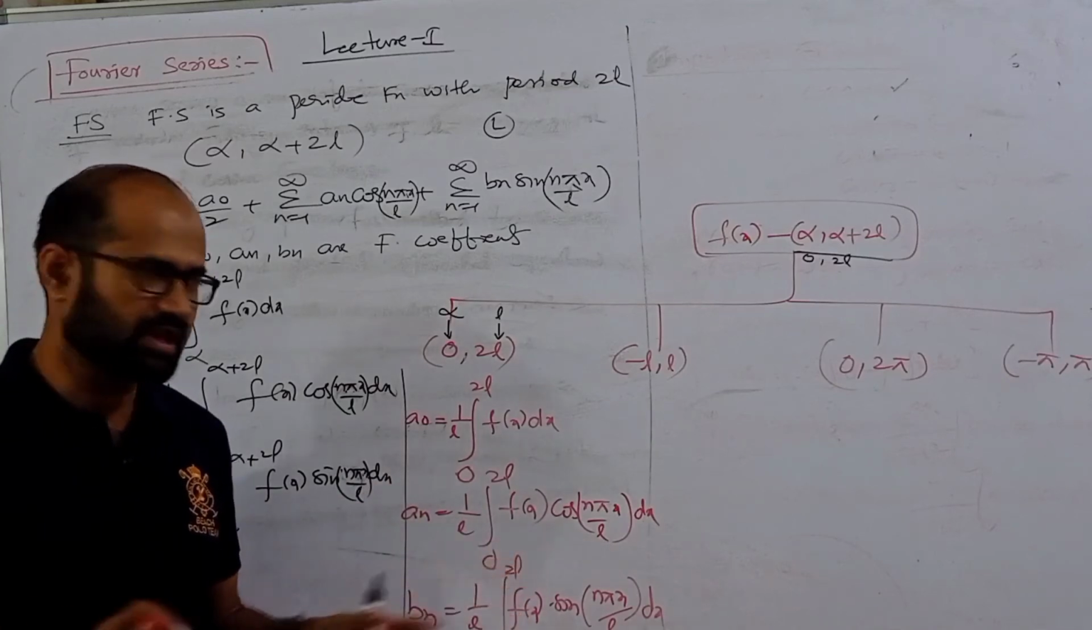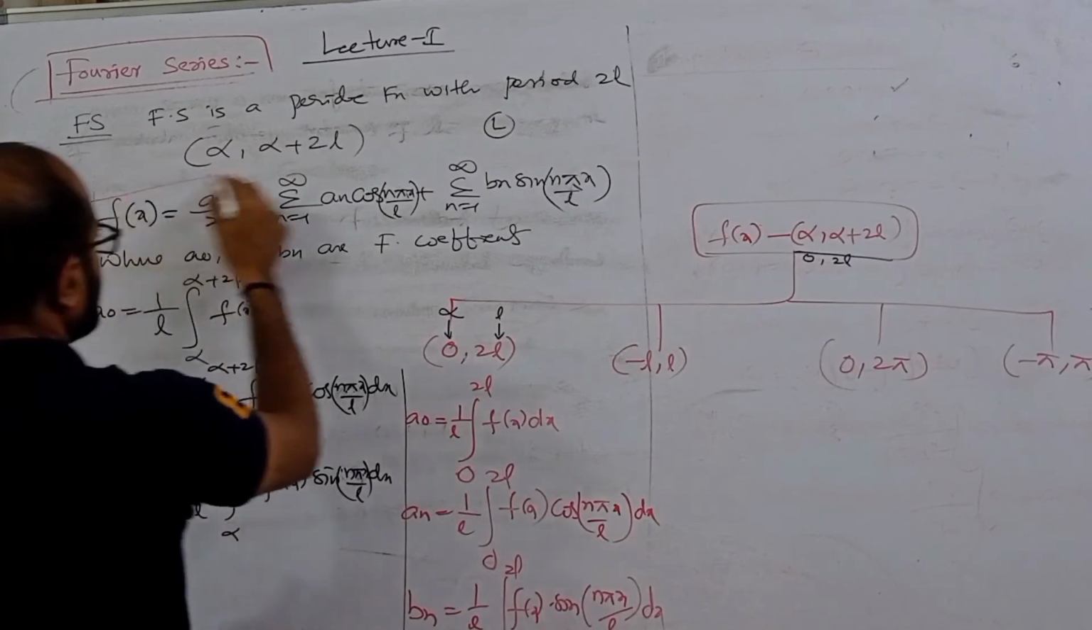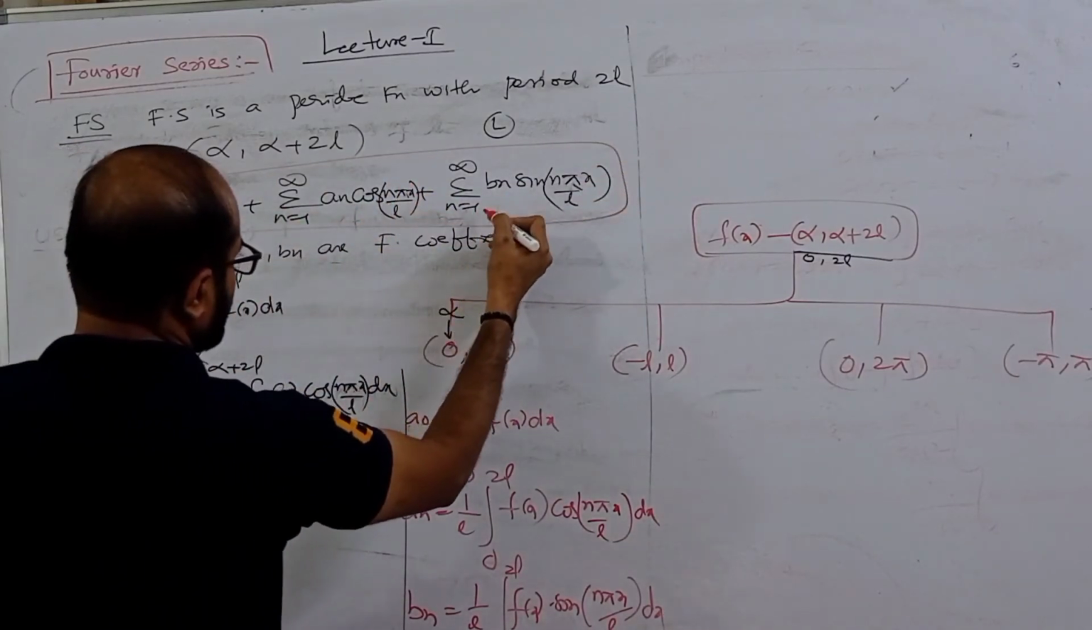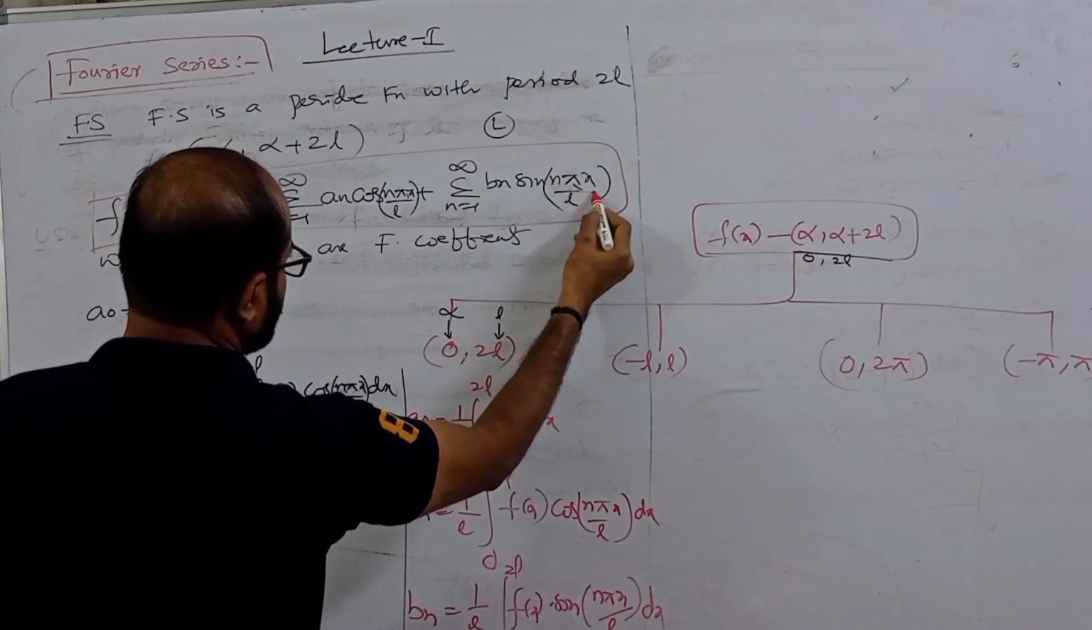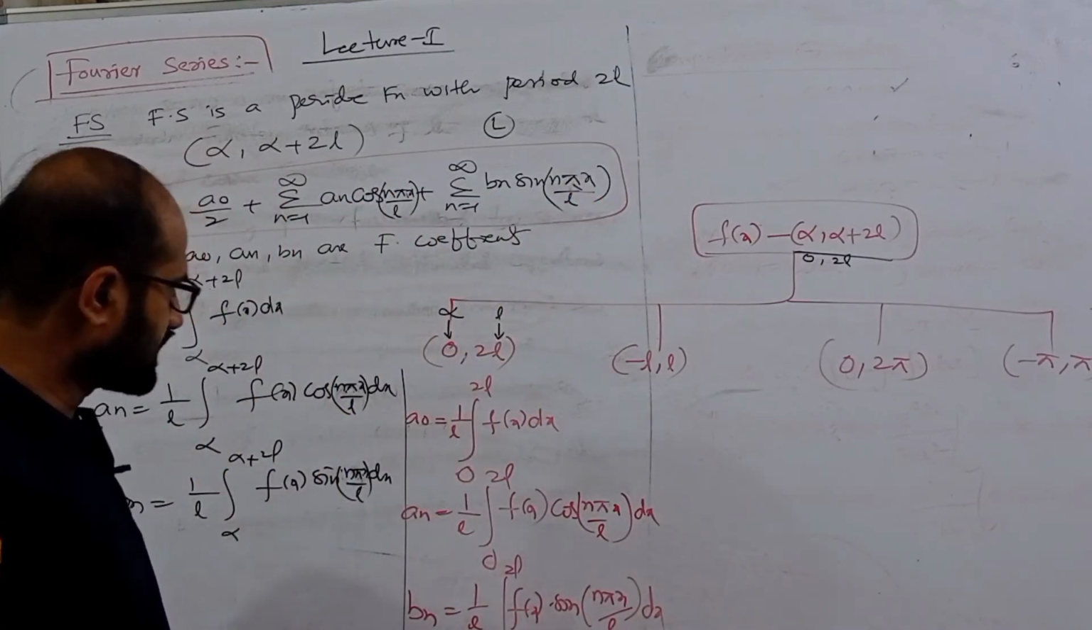No confusion, very clearly. The first value is f of x equal to a0 by 2, plus summation n is 1 to infinity an cos n pi x by L, plus summation n is 1 to infinity bn sin n pi x by L. These are the formulas from Euler's formula. So you can write like that.